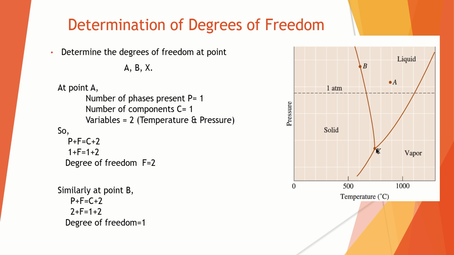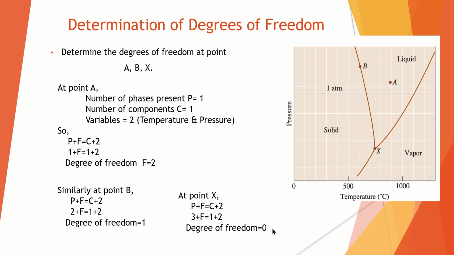For point X, you can see the solid phase, liquid phase, and vapor phase are in equilibrium at point X. So the number of phases present at point X will be 3. We put the value of P equal to 3. We have to determine F. It is a unary system, so C is equal to 1, and two variables, so 2. After calculating, the degrees of freedom has become 0. So at point X, the degree of freedom is equal to 0.